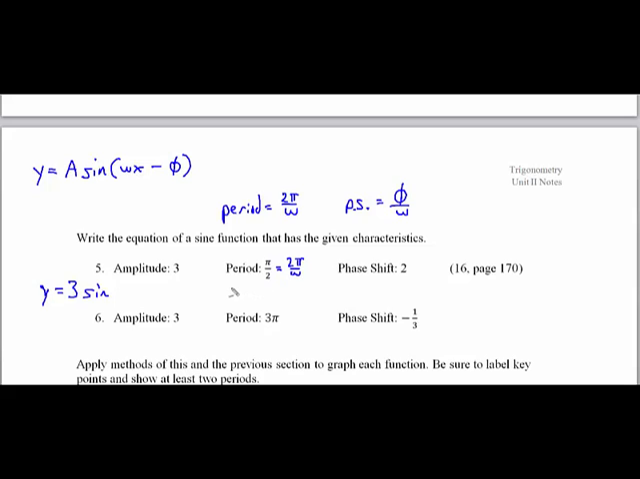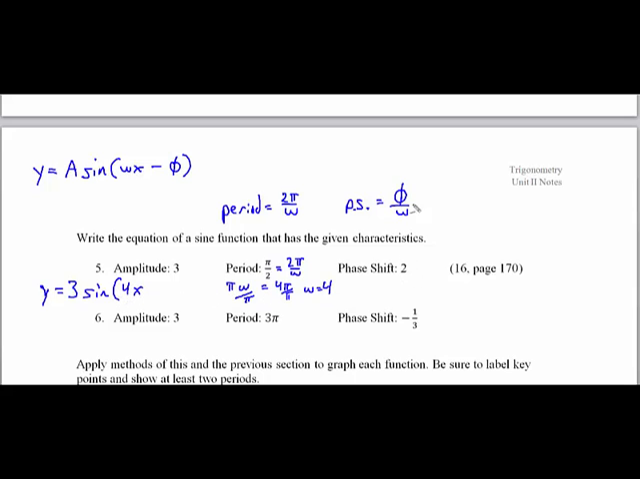So pi times omega is pi omega, and 2 times 2 pi is 4 pi. Divide both sides by pi, because we want to get omega by itself. And here my omega is equal to 4. So now this is 3 sine 4x.